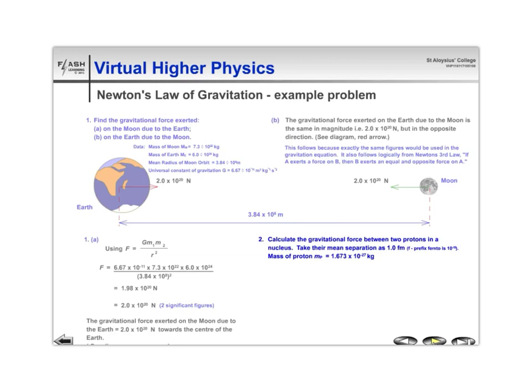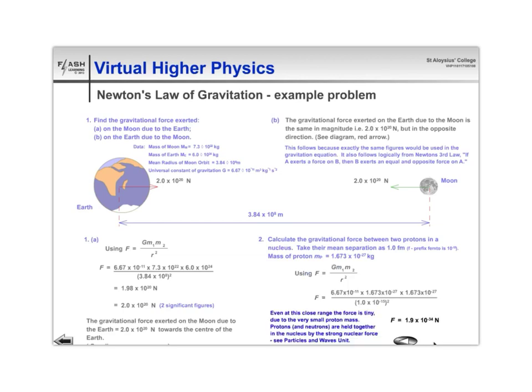Another example: calculate the gravitational force between two protons in the nucleus, and take their separation as 1 femtometre, so 10 to the minus 15 metres. And there you get the force is 1.9 times 10 to the minus 34 newtons, so it's tiny. Even in that very close range, a very small value of r, because the masses are so small, the forces are very small. Gravitational forces are not significant within the nucleus. In later units we'll see that the strong nuclear force is the force that keeps the nucleus together.